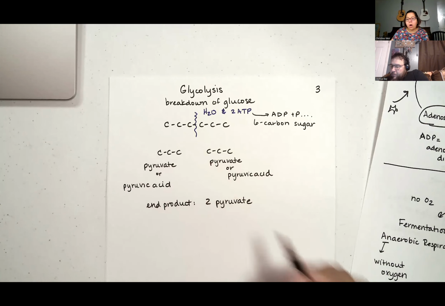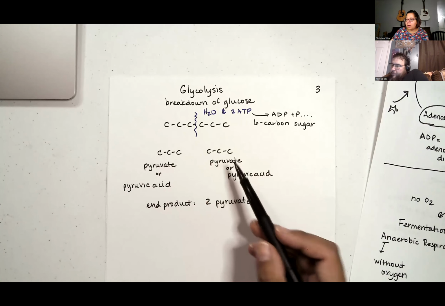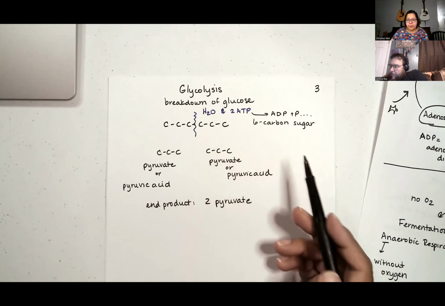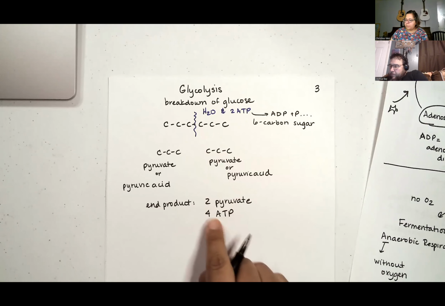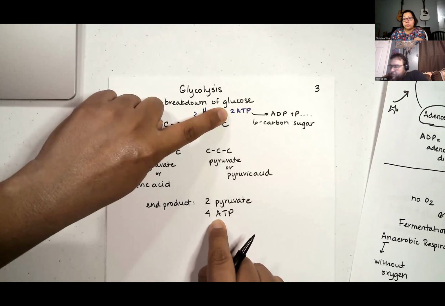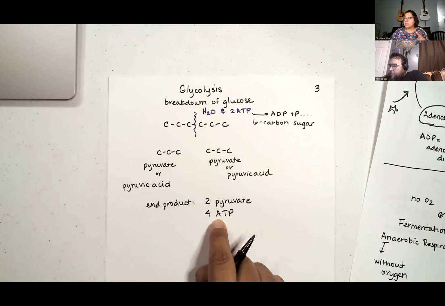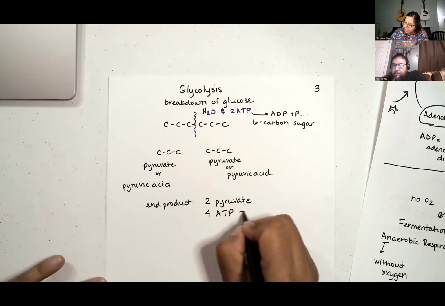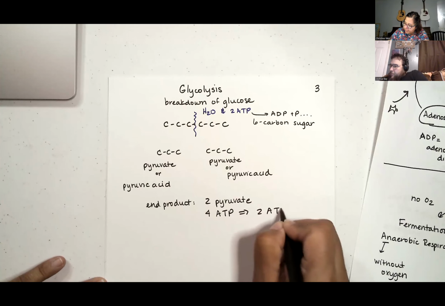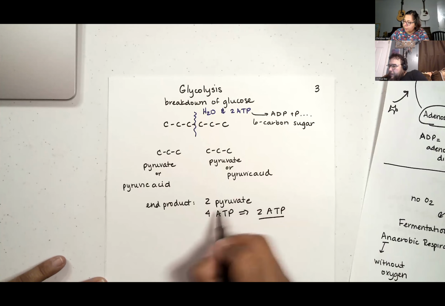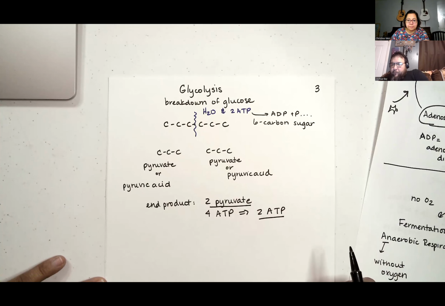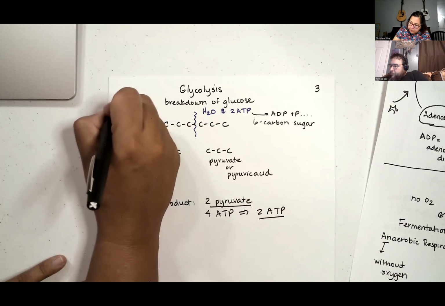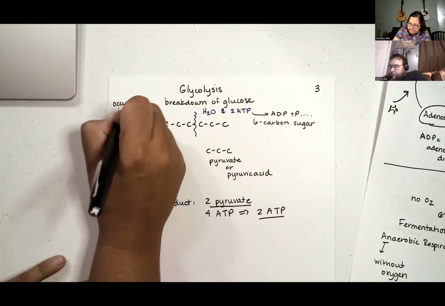This breakdown also ends up generating a little bit of energy. That's the whole reason to break chemical bonds, is to release the energy that is stored there. We actually end up making 4 ATP molecules out of it. But if we consider that we started out with 2 as an investment, if we pay ourselves back, then we actually only netted 2 ATP. So the end products of glycolysis are 2 ATP and 2 pyruvates. Glycolysis occurs in the cytoplasm of the cell.